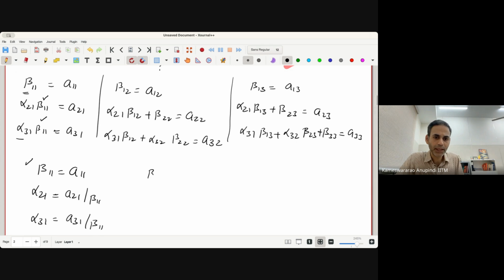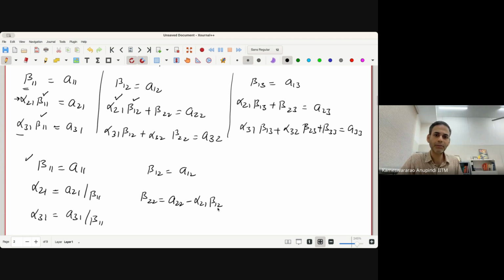Here I know directly that beta 1,2 equals A 1,2. I know now what is beta 1,2. I have also calculated alpha 2,1 in the previous column, right? So I know this value. So I can calculate beta 2,2 from here as A 2,2 minus alpha 2,1 beta 1,2, right? I can calculate beta 2,2.